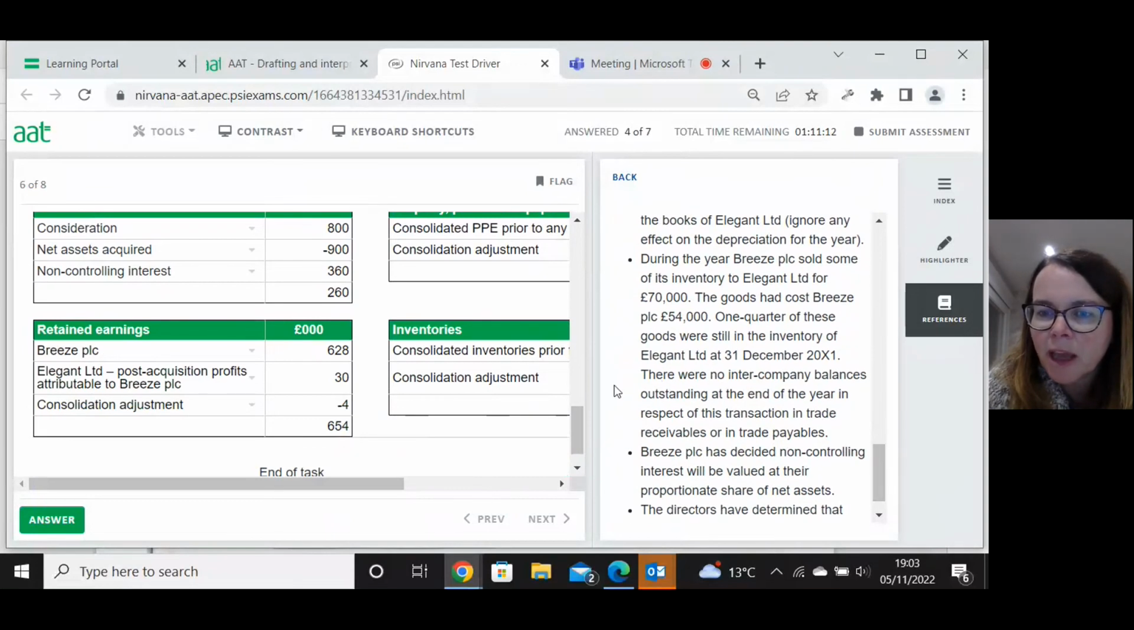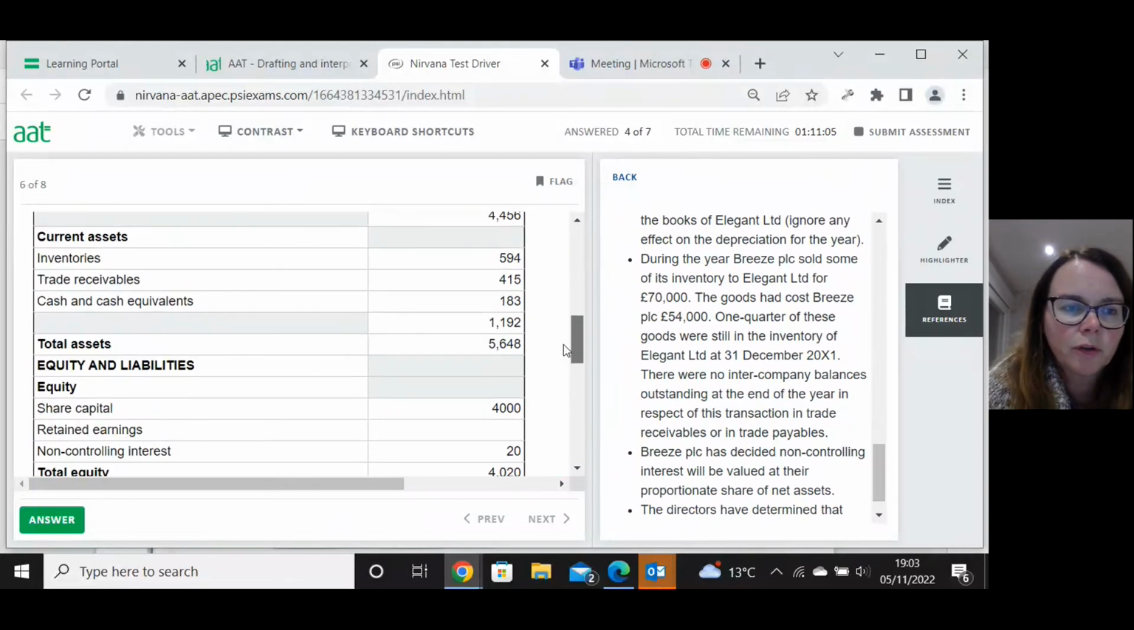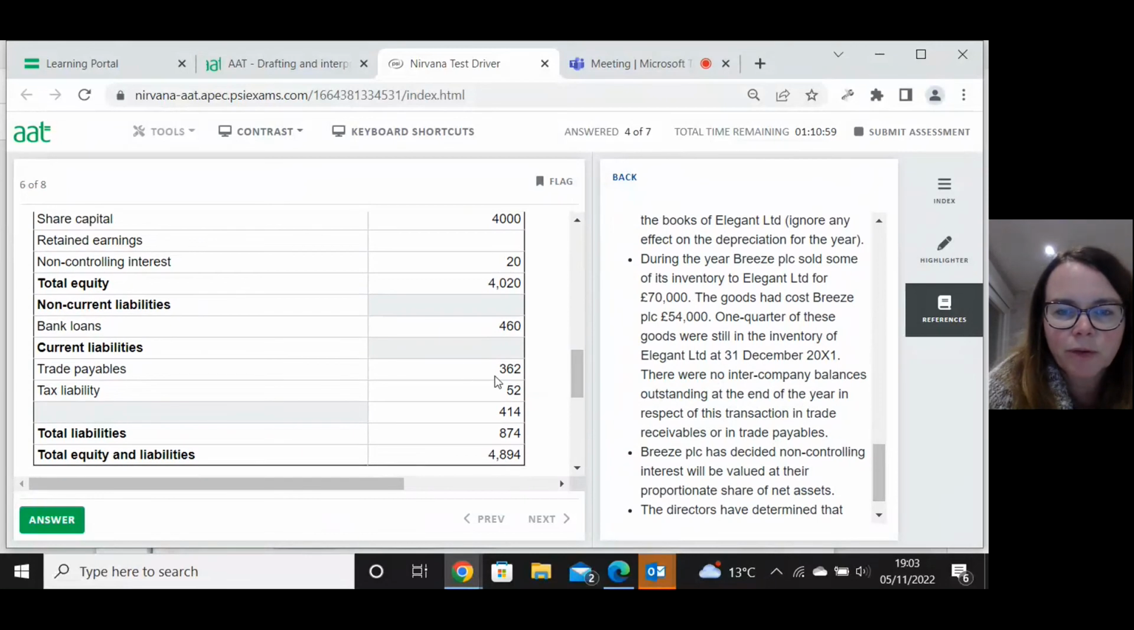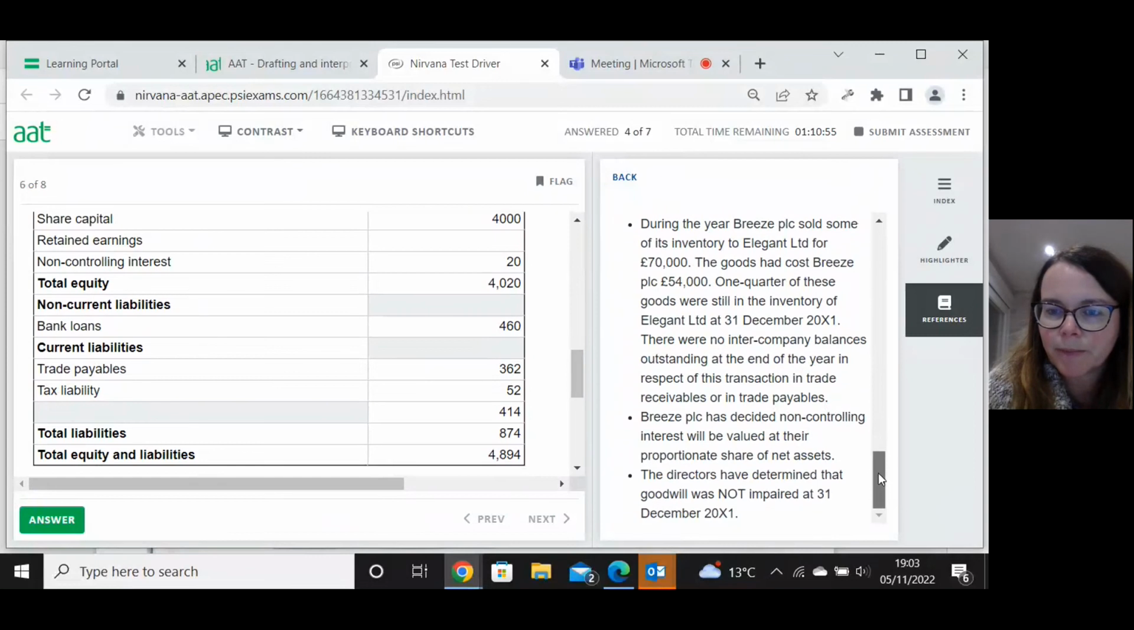So I'm down to here. There were no intercompany balances. Right. If there had been, I would have to have gone to my trade receivables and subtract the figure, and to my trade payables and subtract the figure. There's nothing to do in this example. Breeze has decided non-controlling interest will be valued at their proportionate share of net assets. That is a bog standard sentence. It just means do it how you know. There is no other option.